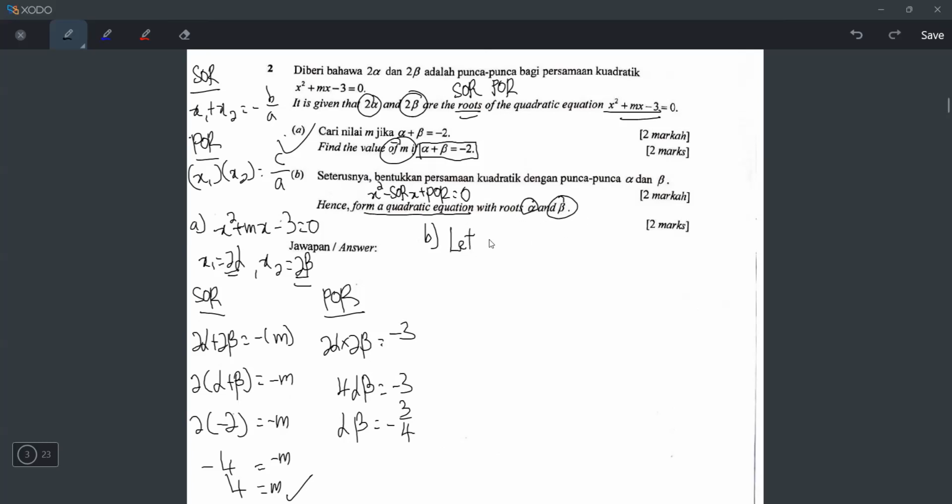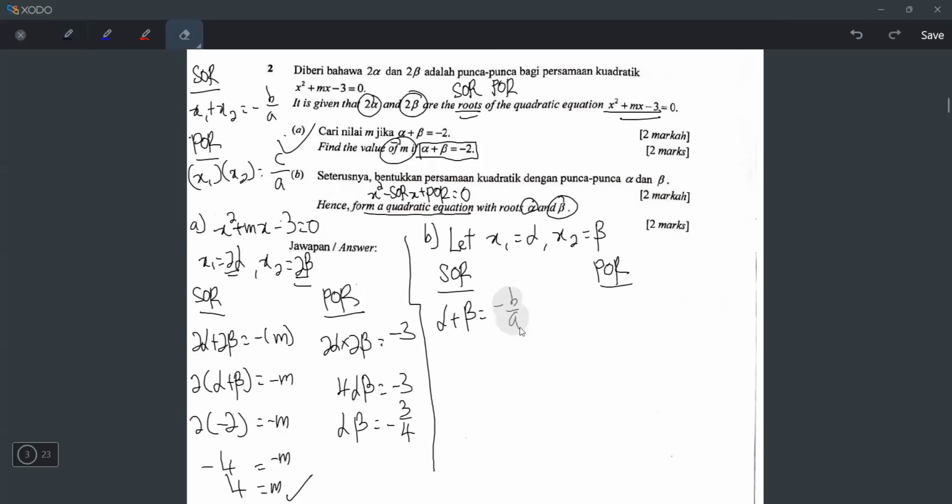So this time, you will let x1 equal alpha and x2 equal beta. And this time, you don't even have the equation. You have to form the equation, because if you had the equation already, then you would have finished already. So you will do the SOR and POR one more time, right? But this time it's very different from just now, because just now you had the equation. This time, you don't even know your a, your b, your c. So what you will do is use this formula: x1 plus x2 equals negative b over a. So alpha, your x1, plus beta equals negative b over a. But the problem here is I don't even have the b and the a, because I'm trying to find the b and a.